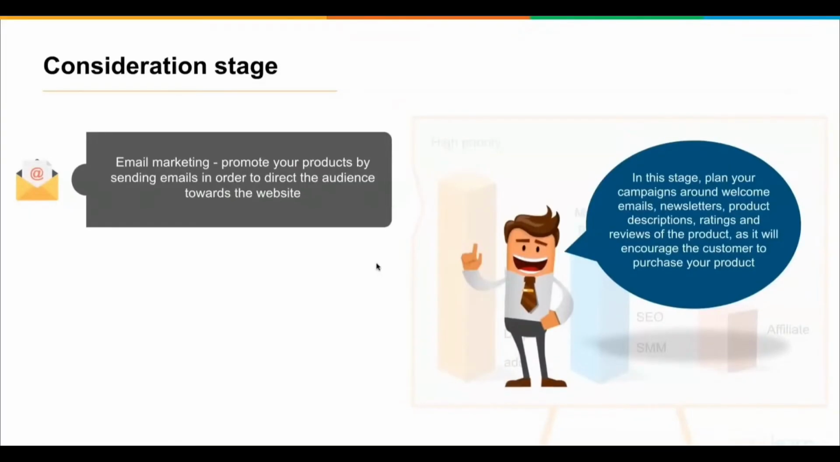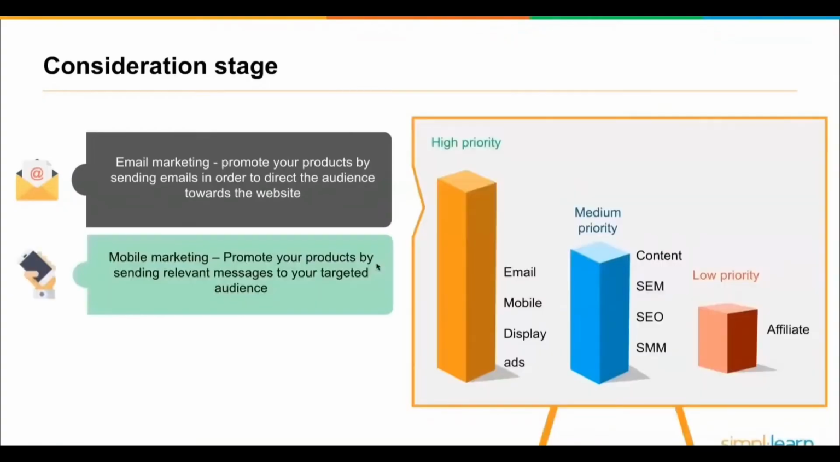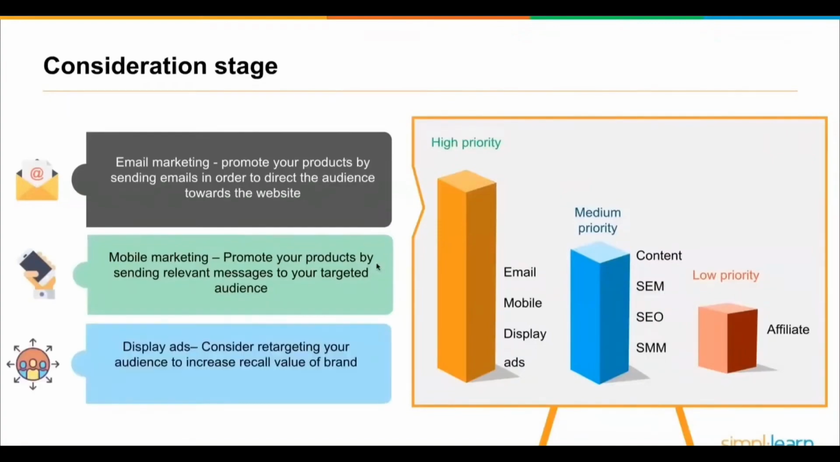We can talk about product descriptions, add ratings and reviews in the email. We really just want to encourage people to purchase the product. We're trying to sway them over. So email is a good source to allow us to do that. So with mobile marketing, we can promote the products by sending relevant messages to our target audience.